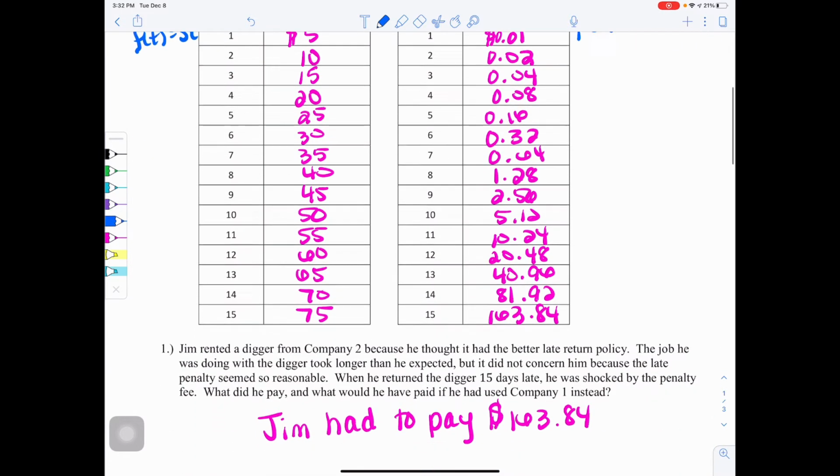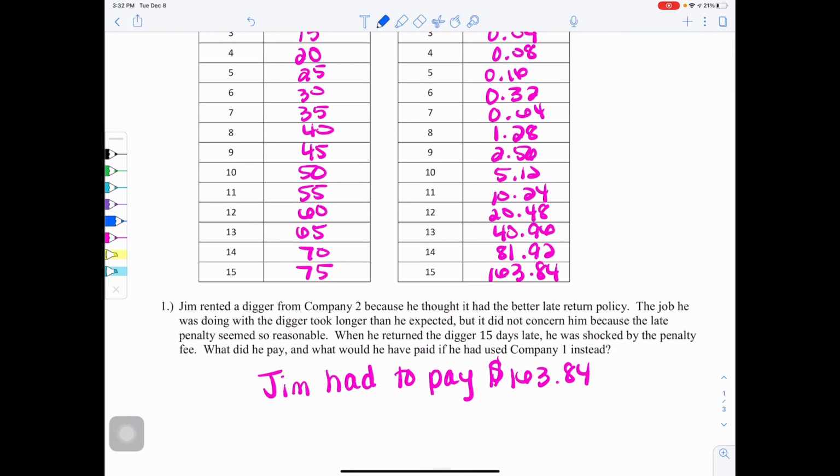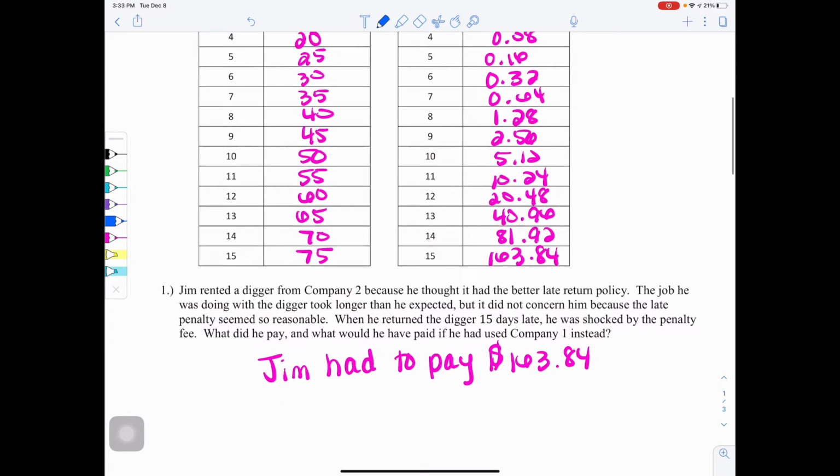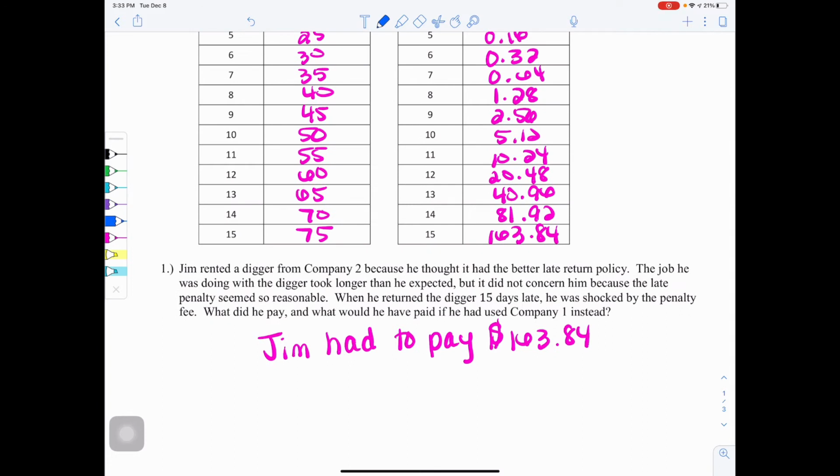So now when I answer question 1: Jim rented a digger from company 2 because they thought it had a better late return policy. The job he was doing with the digger took longer than he expected, but it did not concern him because the late penalty seemed so reasonable. When he returned the digger 15 days late, he was shocked by the penalty. What did he pay, and what would he have paid if he had used company 1 instead? So 15 days late, he definitely ended up paying $163.84.